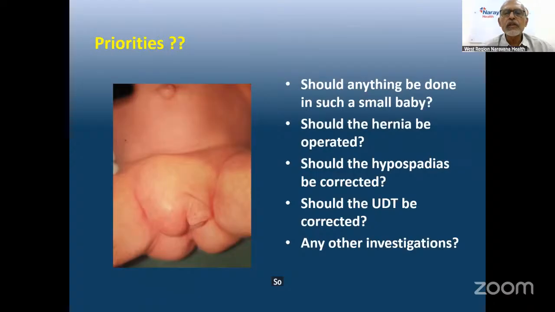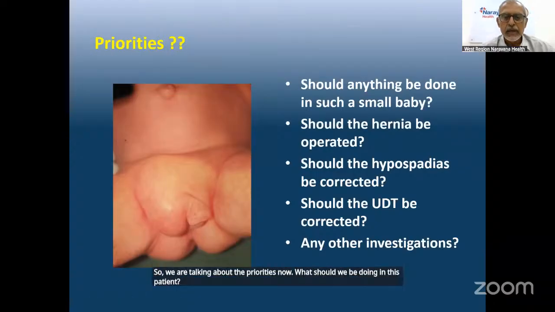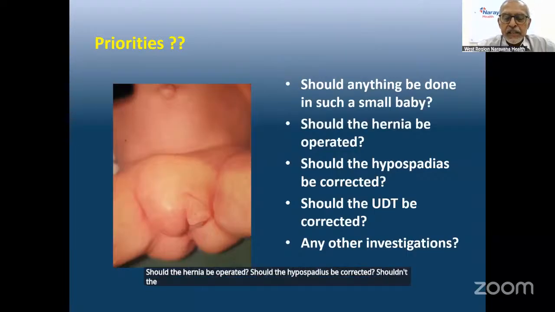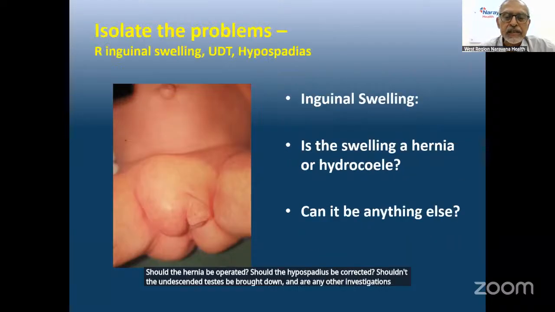So we are talking about the priorities now. What should we be doing in this patient? Should anything be done in such a small baby? Should the hernia be operated? Should the hypospadias be corrected? Shouldn't the undescended testes be brought down? And are any other investigations required for this child?